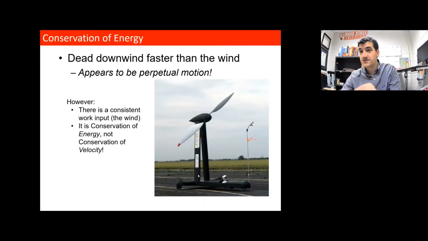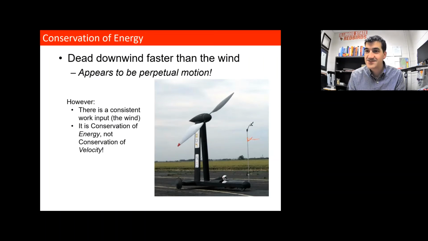All right. There's no motor, there's no batteries or anything on here. It's just powered by the wind, but it can go downwind faster than the speed of the wind, which at first just seems like it can't be right. And if you want to dive into a rabbit hole of reading about this stuff, I've done it. So believe me, it's kind of a rabbit hole. Do a Google search on DDWFTTW, which stands for dead downwind faster than the wind. There's a lot of information about this on the internet.